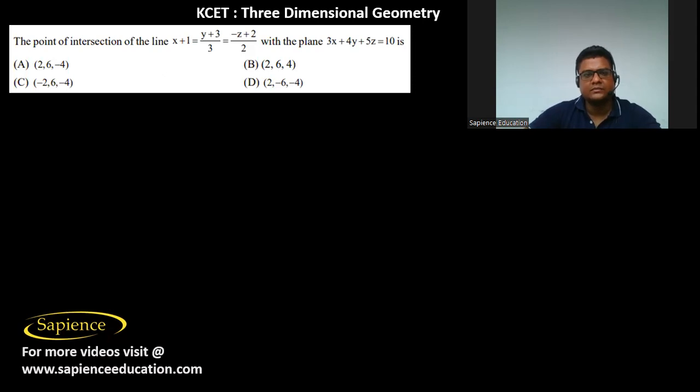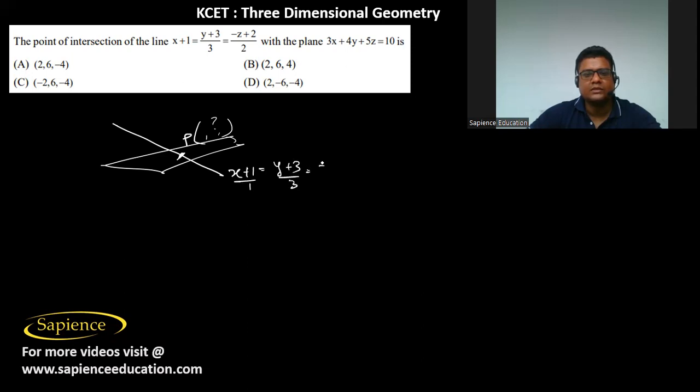The point of intersection of the line with the plane is what we have to find. So let's say this line will intersect this plane at some point P. So we have to find the coordinates of that point. Any point on this line, which is (x + 1)/1 = (y + 3)/3 = (2 - z)/2.